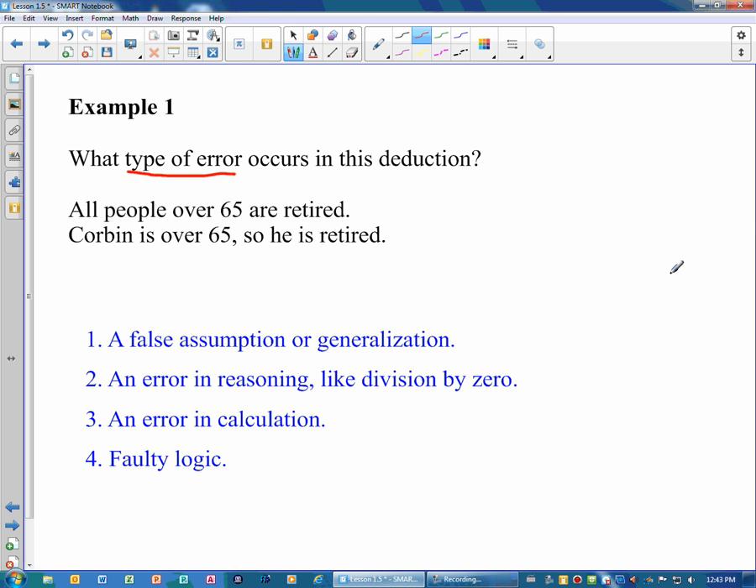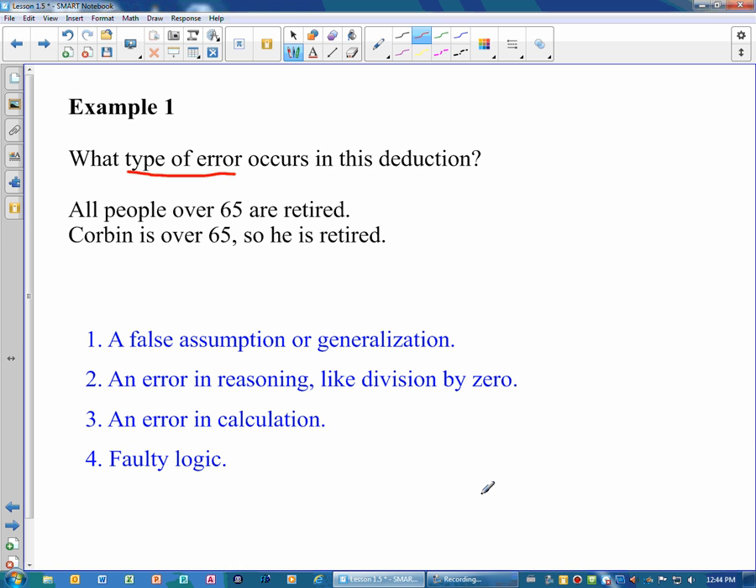What type of error occurs in this deduction? In example number one, it says all people over 65 are retired, and Corbin's over 65, so he's retired. So there is an error in this deduction. Do you think that it is a false assumption or generalization? Is it an error in reasoning like division by zero? Is it an error in calculation, or is it faulty logic?